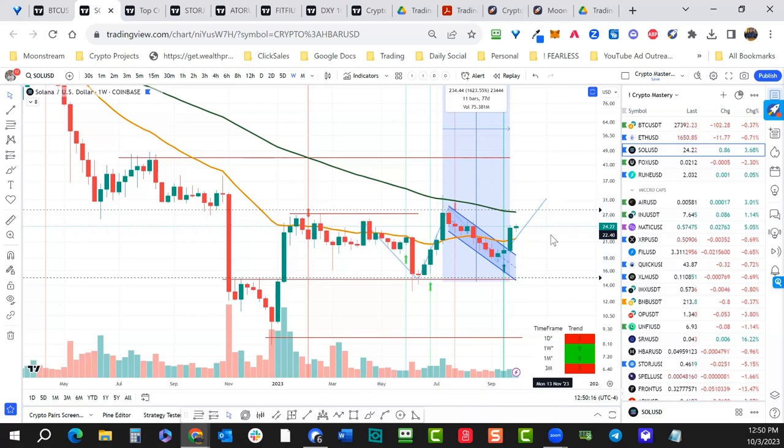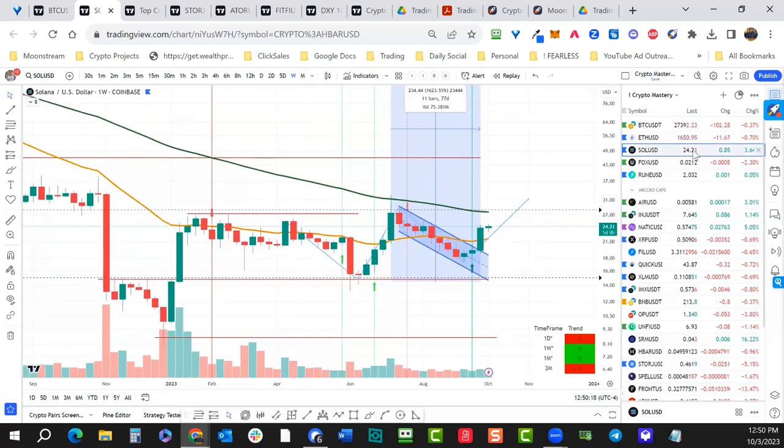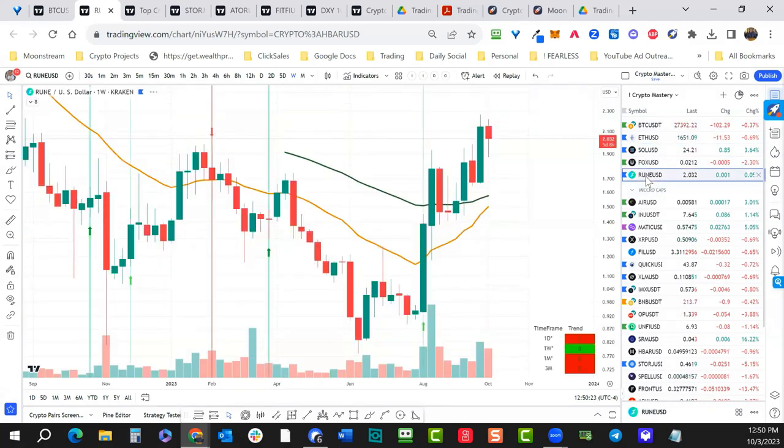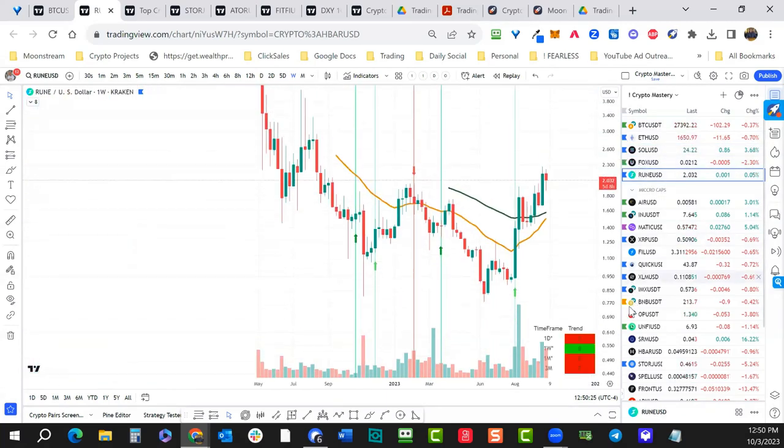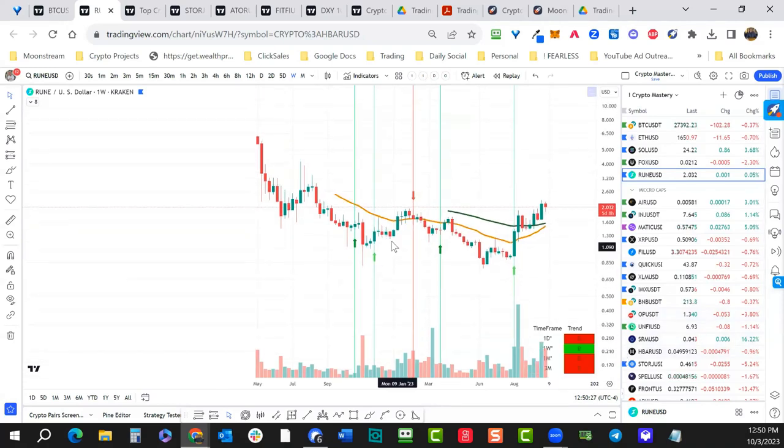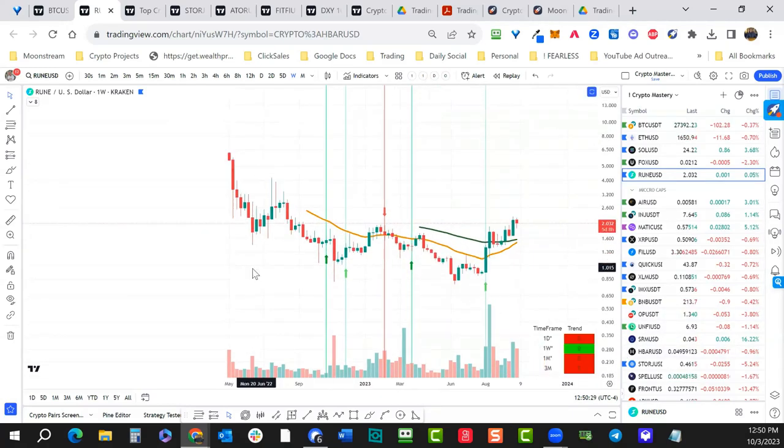Okay. Do you guys see that? So keep an eye on Solana. I'd say that's why it's up in our top watch list. And what else are we looking at? Rune. Is there anything you guys want to look at on this?